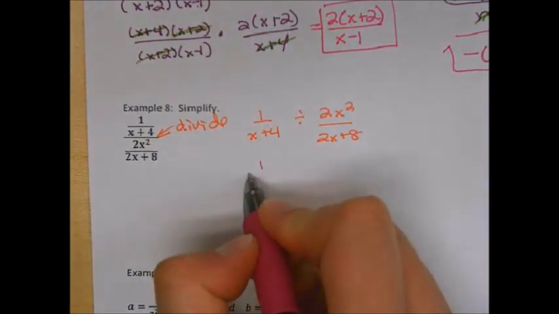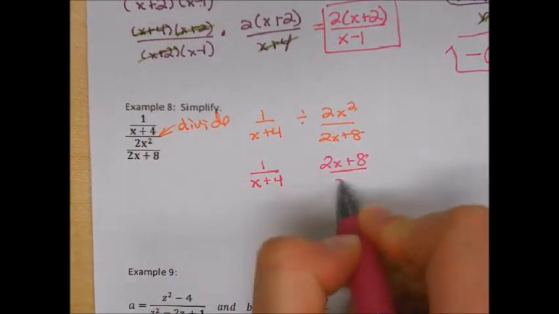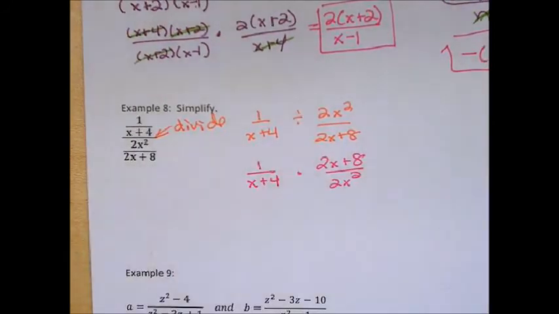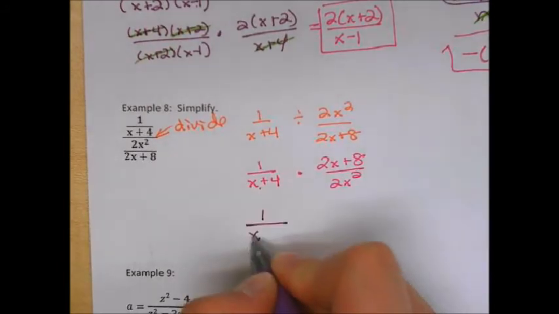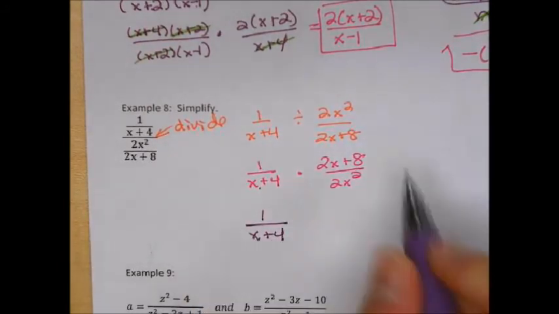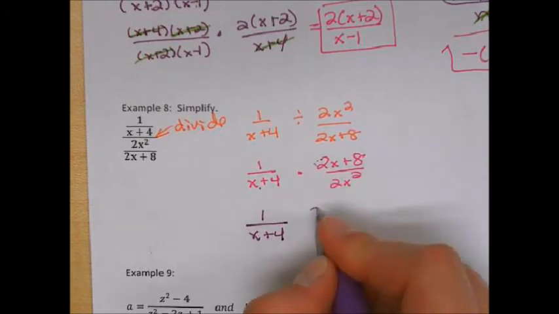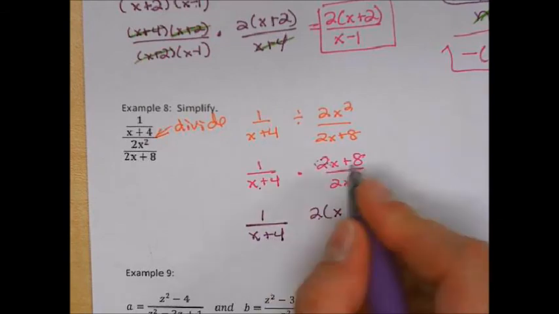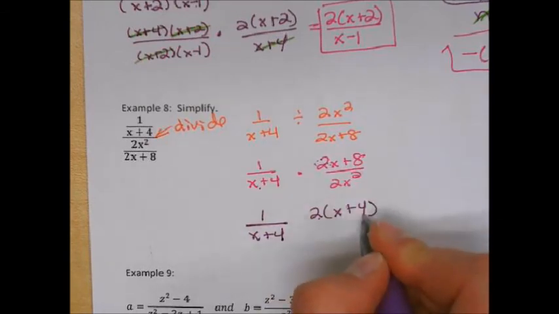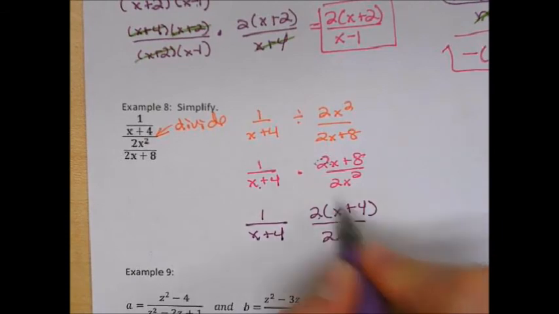So now that you've had some time, we're going to keep the first, flip the second, change to multiplication. Let's go to our factoring step. I can't factor the 1. I can't factor the x plus 4. Here I have a GCF of 2. So that's going to give me an x. 2x divided by 2 is x. And that's going to give me a 4. And then I can't factor the bottom.